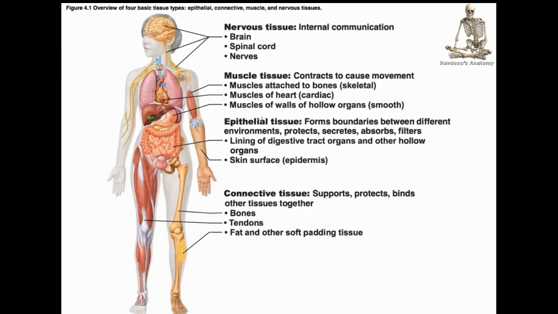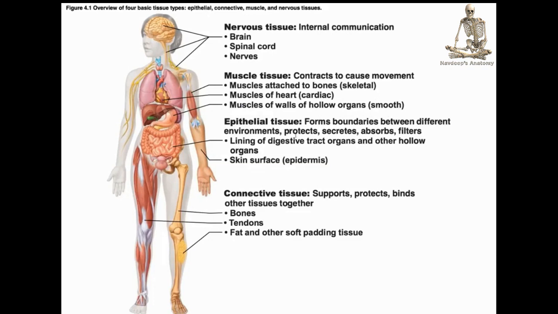And then the main tissue which we will be discussing in this chapter is the epithelial tissue. A major function of the epithelial tissue is that it forms the boundaries between different environments, and it serves as the protective agent, the first line of defense of our human body against the environment and various pathogens. It also helps in secretion, it absorbs various things, and it also serves the purpose of filtration.